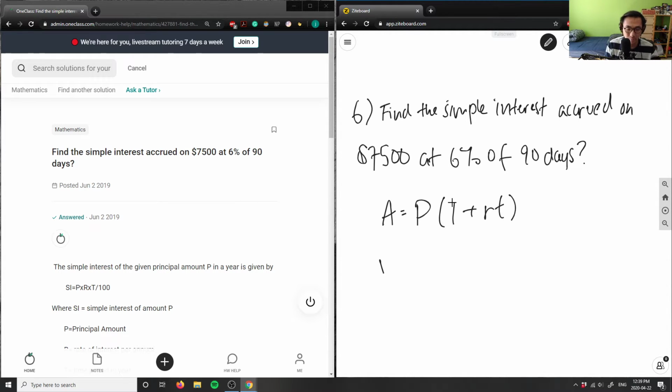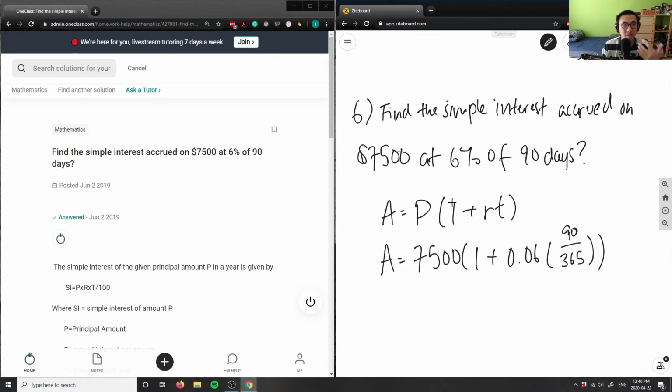So A is the final amount, which is what we're solving for. Principal is 7,500 times 1 plus the rate, which is 6%. So I have to change that to a decimal, 0.06, times time, right? Time is in years, but I only have 90 days, so this would be 90 divided by 365, because this is a fraction of a year. So this would all equal 7,500 times 1 plus 0.06 times 90 divided by 365.